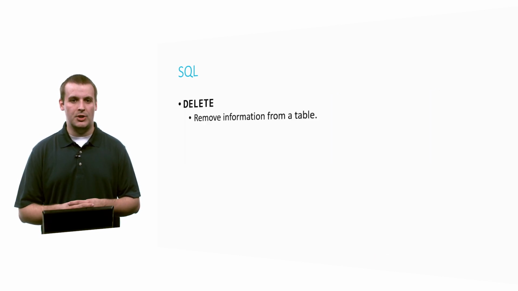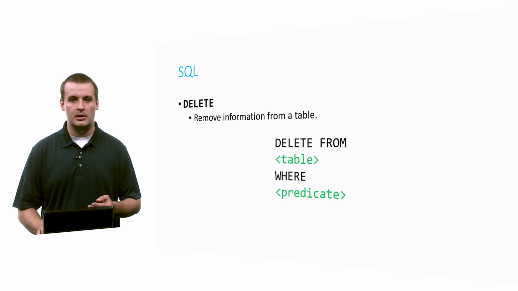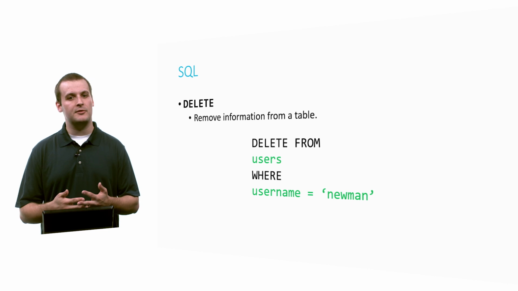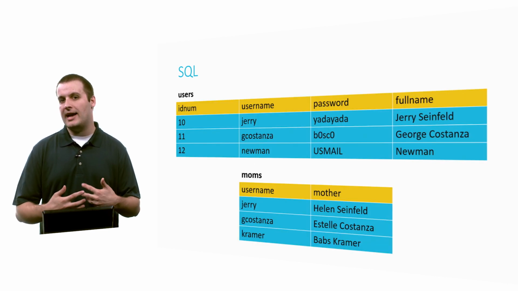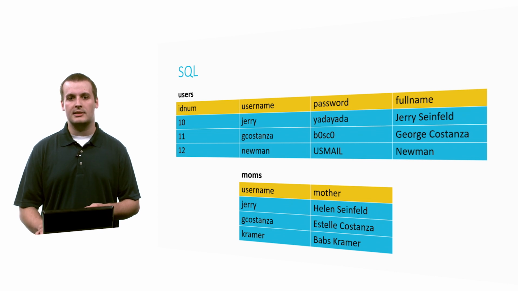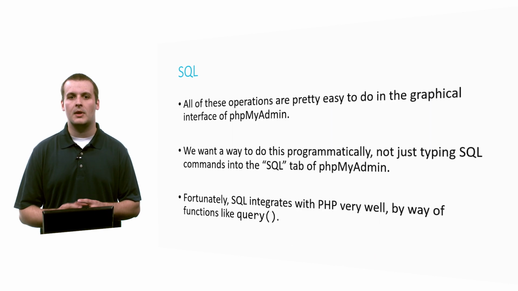Delete is the operation we use to remove information from a table. Delete from table where some predicate is satisfied. We want to delete from the users table, for example, where the username is Newman. You can probably guess what's going to happen here. After we execute that SQL query, Newman is gone from the table.